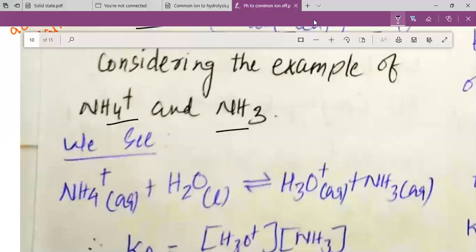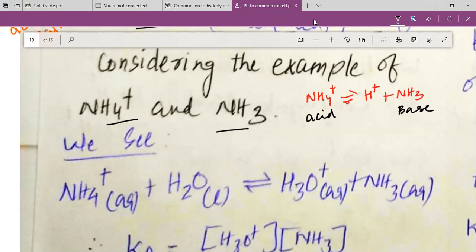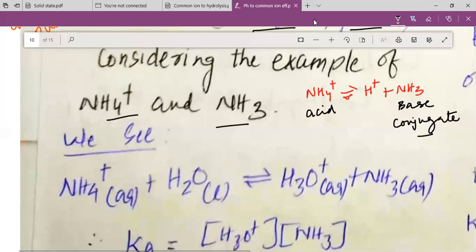My dear students, when this NH4+ loses its H+, it forms a base NH3, which is ammonia. So this is the acid base pair, my dear students. This is your acid, this is your base, and this is what is known as the conjugate base. So the pair of NH4+ and NH3 is the conjugate acid base pair.